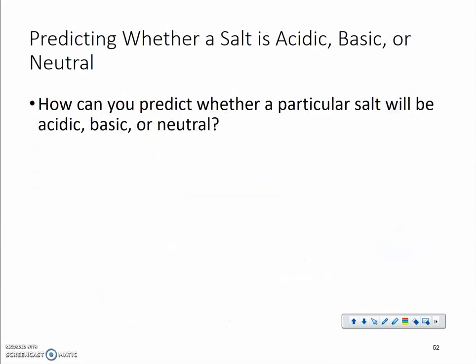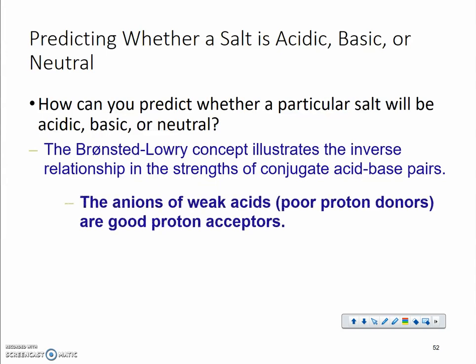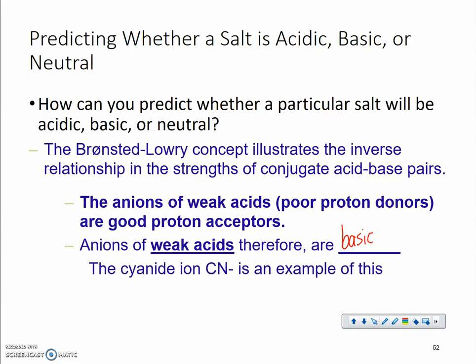If you have a particular salt, an ionic compound, how can we predict whether, when it breaks apart in water, that solution is going to be acidic, basic, or neutral? What we want to do is look at what it forms when each ion reacts with water, and then compare the strengths of the things that form. In general, if you have a weak acid, the anion of that is a good proton acceptor. Therefore, anions of weak acids are basic. That cyanide is an example of that.